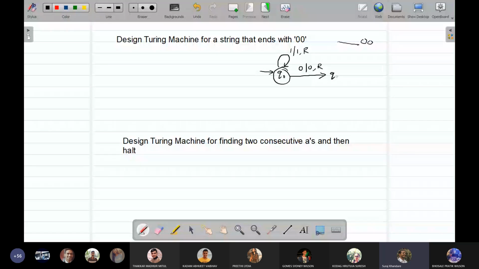In Q1, again, if we get another 0, we'll keep 0 as it is and keep moving to the right. So this is 00. We are going to Q2, and as we remember, after and before the string there is a blank symbol in a Turing machine. So in Q2, if we encounter a blank symbol, we keep it as it is, stop, and go to the final state QF.